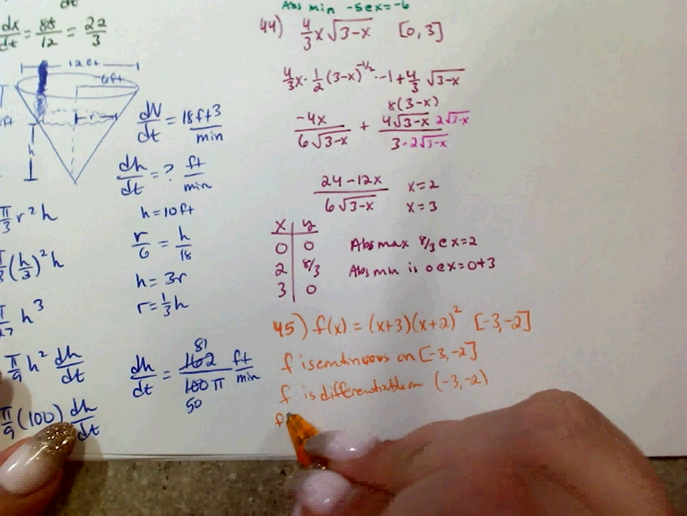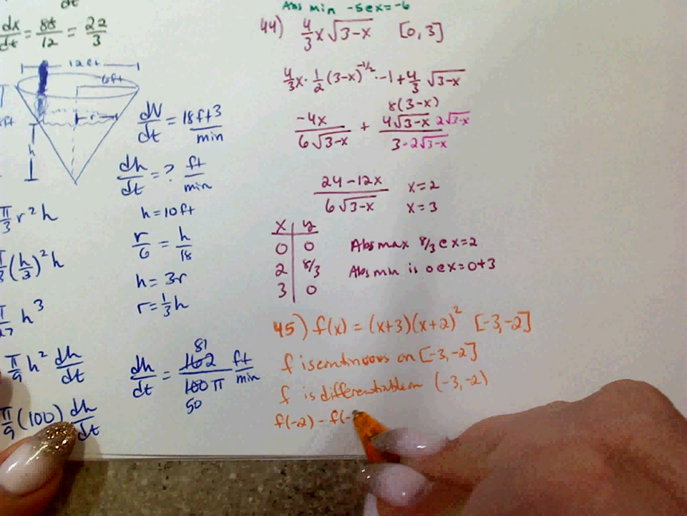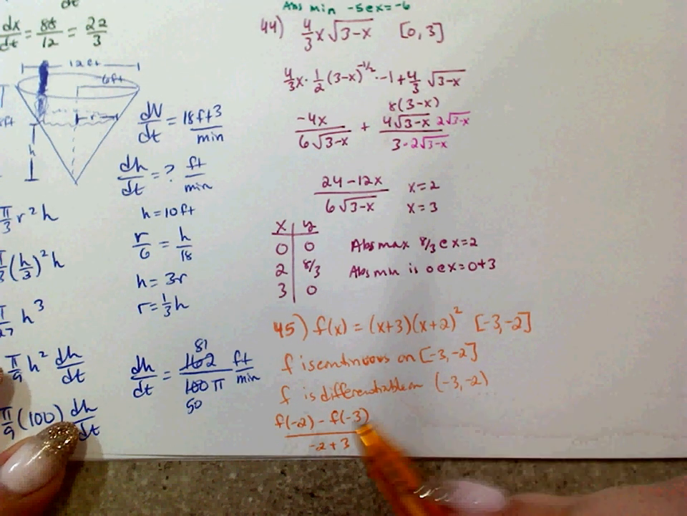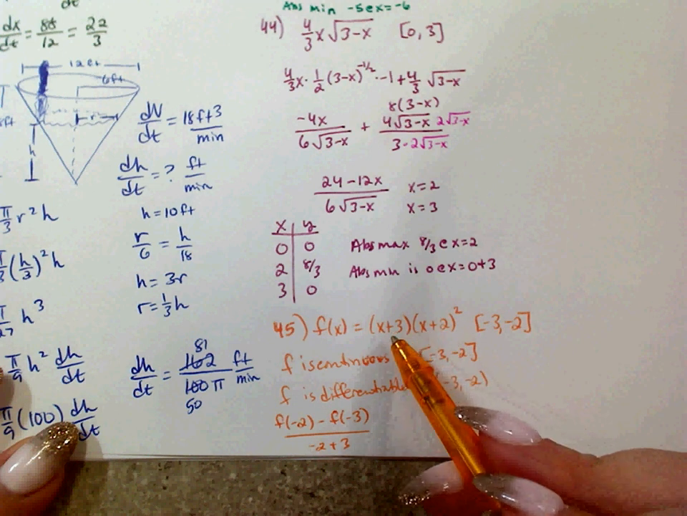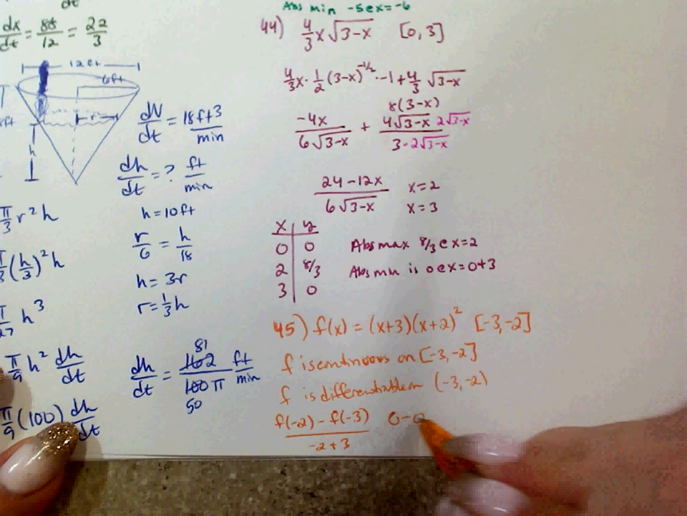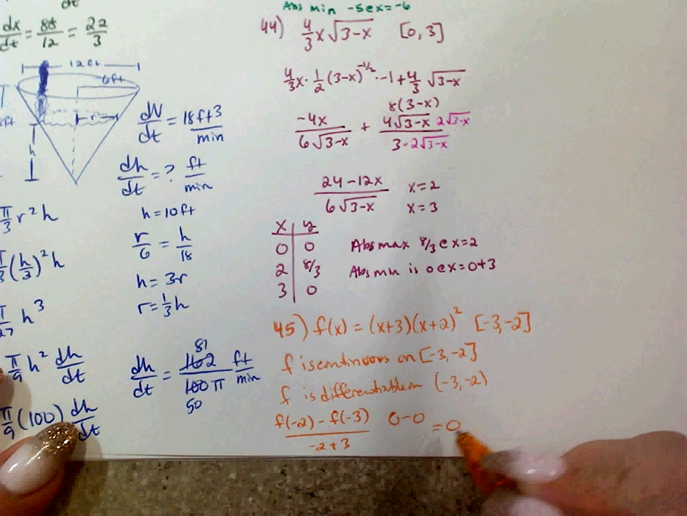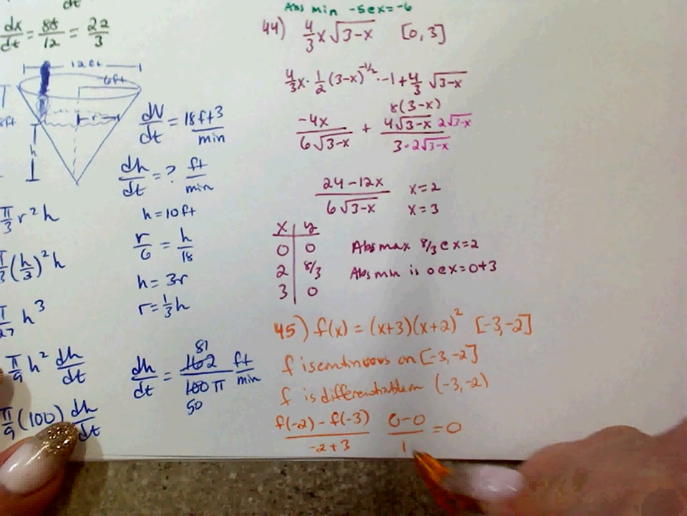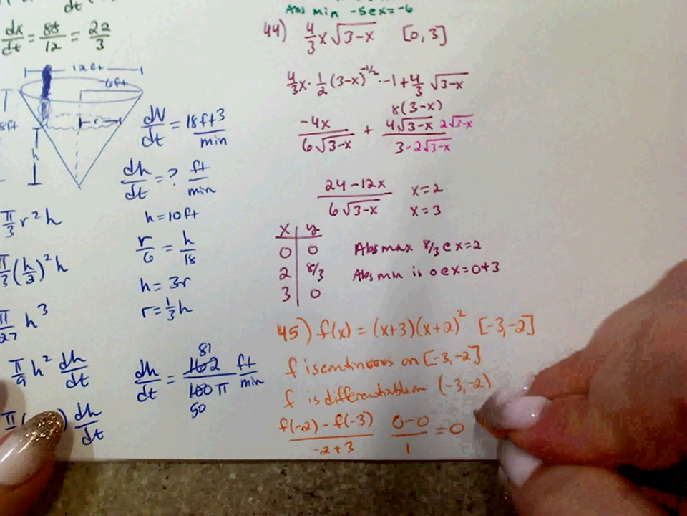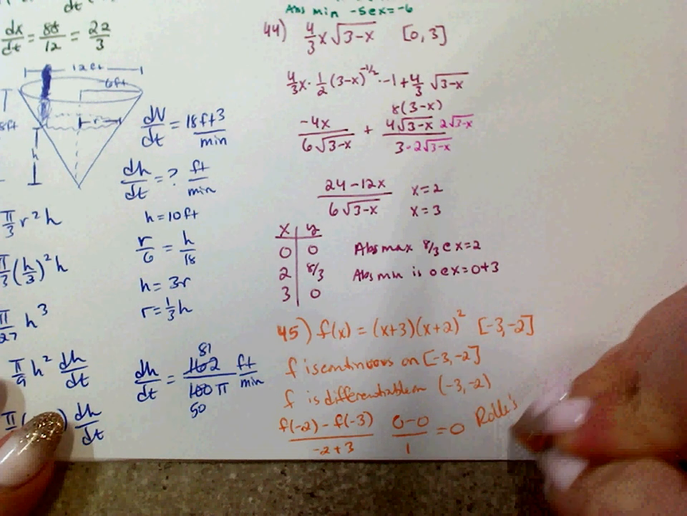Here's the thing. If I plug in -2, I get 0, so 0 times whatever. If I plug in -3, I get 0 times whatever. So it's 0 minus 0. The average slope is definitely 0. So, Rolle's does apply. And that means at some point the derivative will equal 0 on the interval -3 to -2.